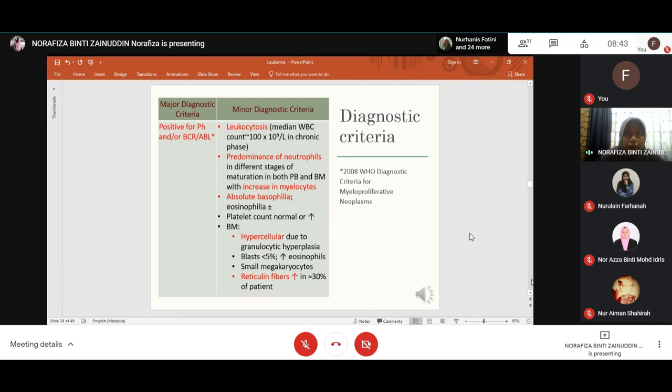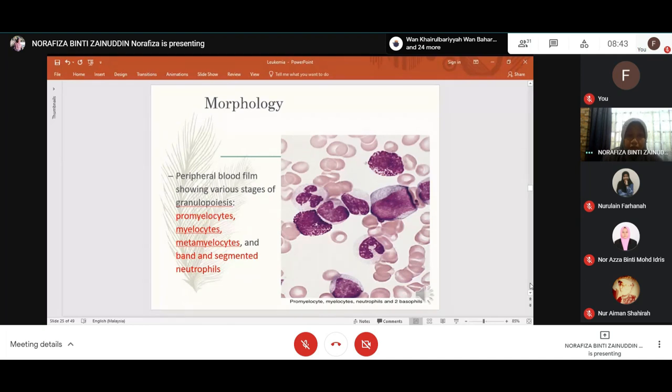And if you are examining the bone marrow, there will be hypercellularity in the bone marrow. Blast is less than 5%. There will be megakaryocytes, although small, and there will be the presence of reticulin fibers in 30% of the patients. So this is the morphology. And we can see various stages of granulopoiesis and the presence of promyelocytes, myelocytes, metamyelocytes, band and also segmented neutrophils.